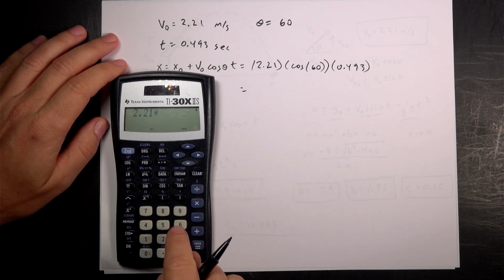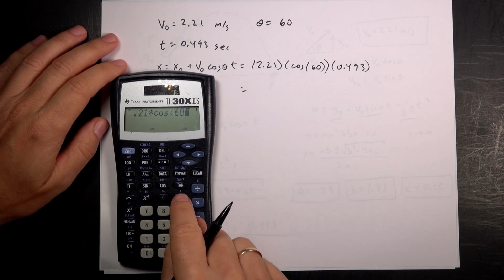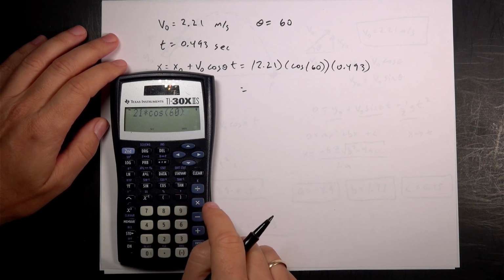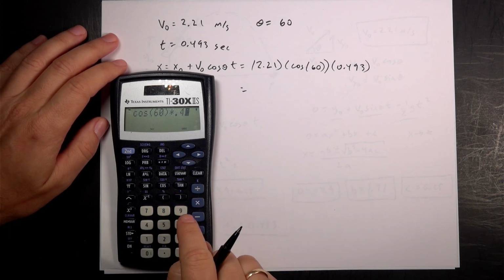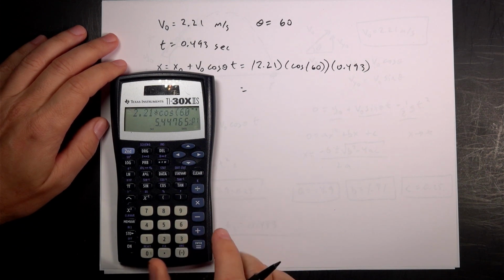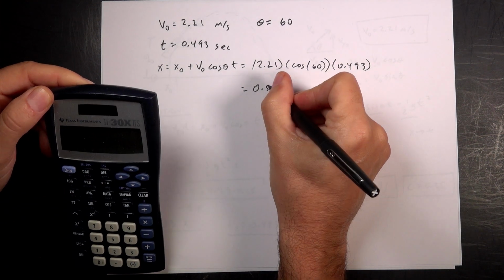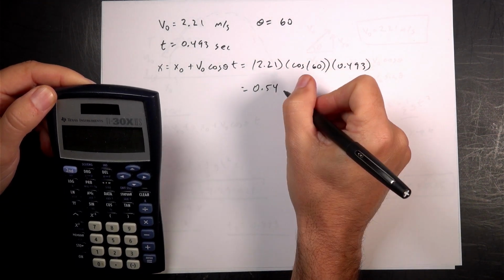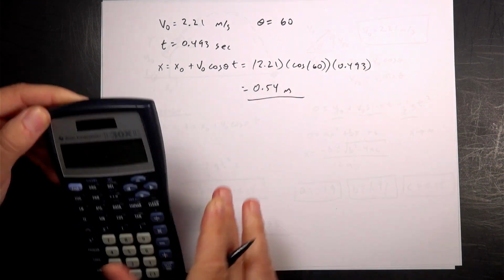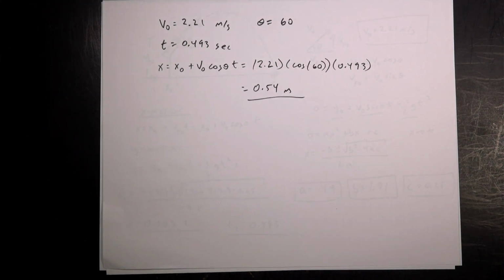Clear. 2.21 times cosine 60 times 0.493. And I get 0.54 meters. That's how far it should go. Okay, now let me show you the actual run.